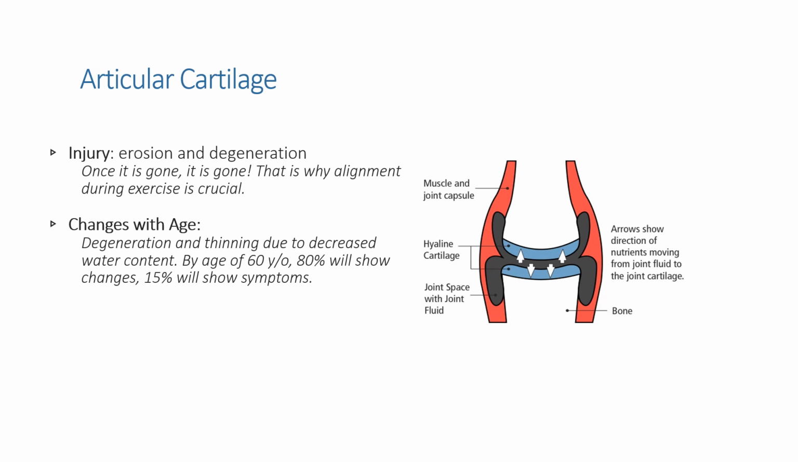Degenerative changes in articular cartilage. With aging, articular cartilage may undergo degeneration, thinning, or damage, leading to loss of water content. These changes contribute significantly to the increased incidence of osteoarthritis with age. By age 60, approximately 80% of the population may show evidence of cartilage changes associated with osteoarthritis. However, only about 15% of individuals may experience symptomatic osteoarthritis.